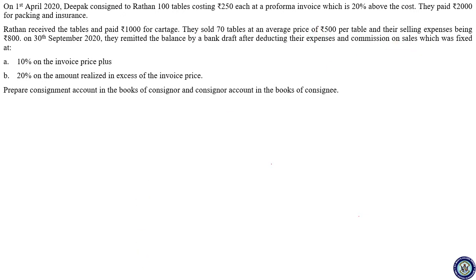This is very important: you have to calculate commission on sale. It is always calculated on sale, and it is fixed at 2%. The first one is 10% on the invoice price. The invoice price is what you already calculated, that is 300, and the commission is on sales, so this is on invoice price. So 10% on invoice price means number of units sold, that is 70, into 300, and 10% of that figure is the commission. That is the first. Up to invoice price you will get 10%, plus not only 10% on invoice price, plus 20% on the amount realized in excess of invoice price.